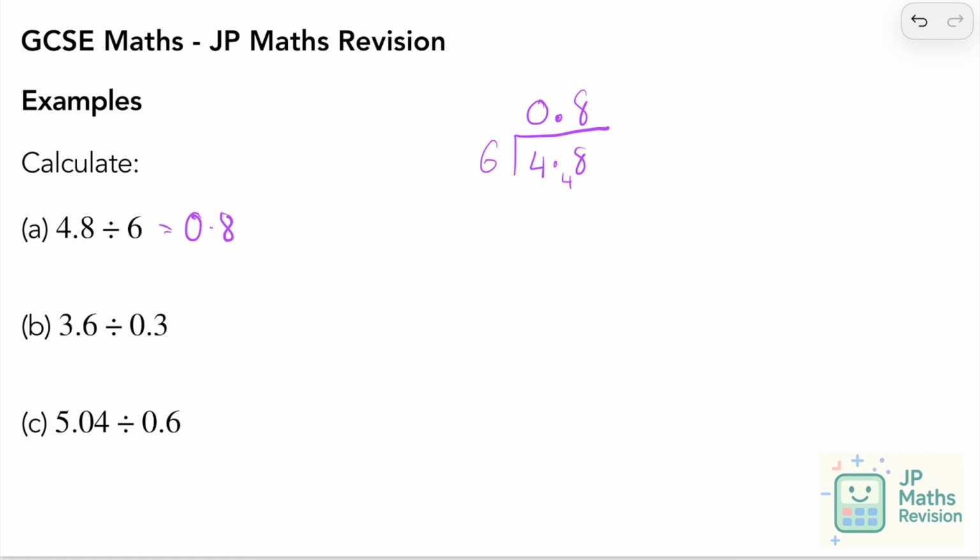This next one, we have 3.6 divided by 0.3. So to make this calculation a bit easier, I can times both of them by 10. So I end up with 36 divided by 3, and 36 divided by 3 is 12. So the answer to this question is 12.